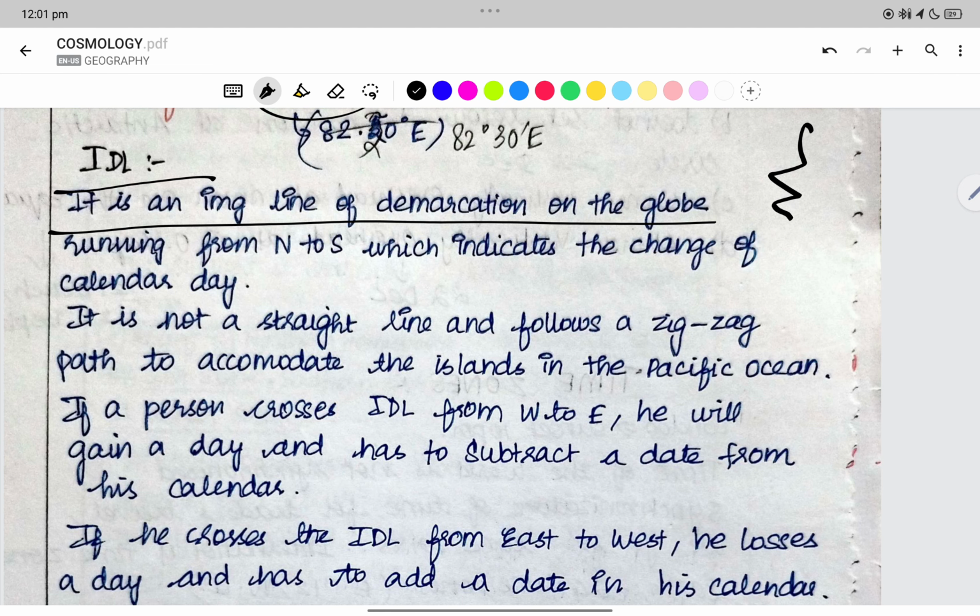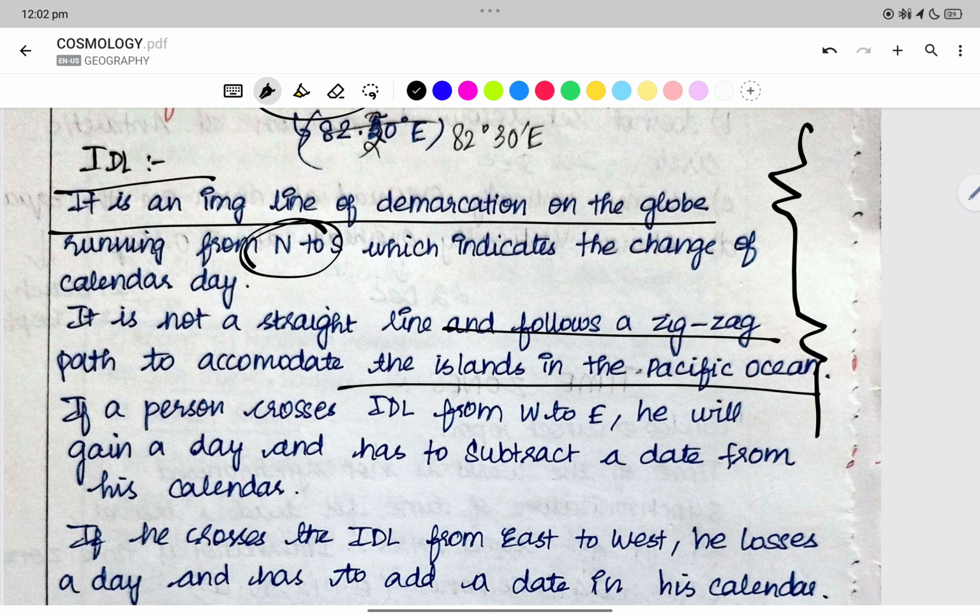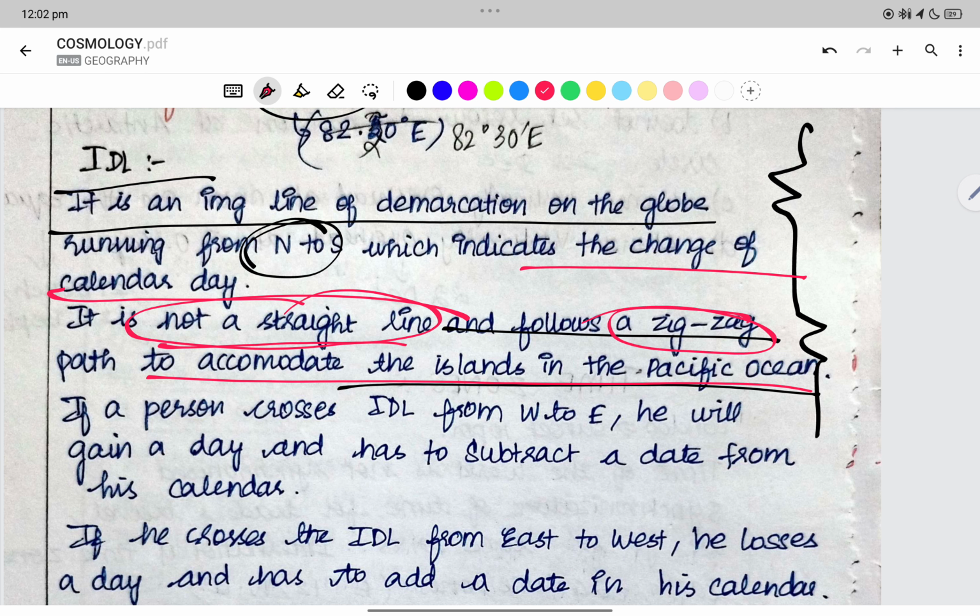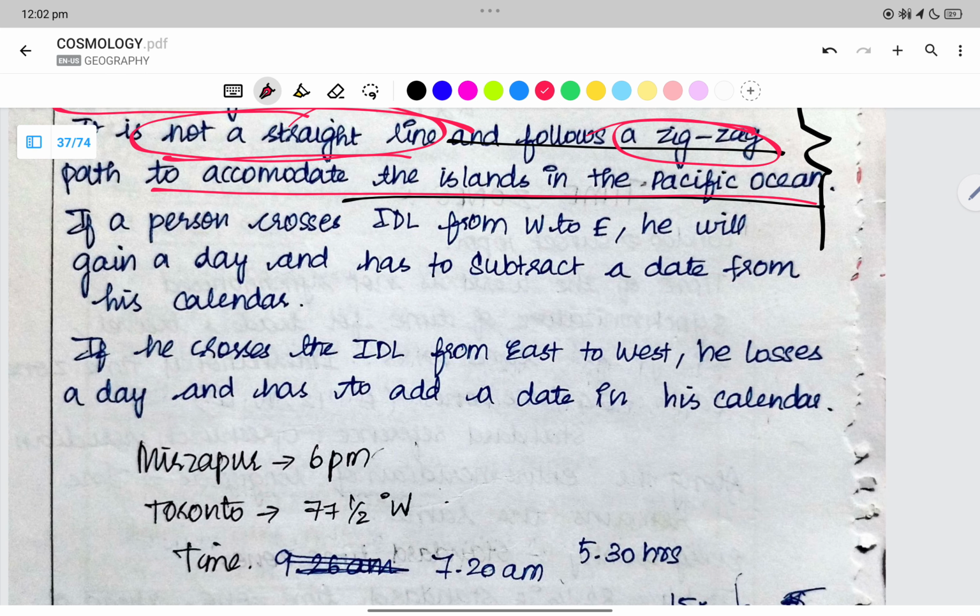International date line. For the date, you have an international date line. It is zigzag to accommodate islands in the Pacific Ocean. Time is related to date, right? Therefore, we have the international date line. The international date line is an imaginary line of demarcation on the globe, running from north to south, which indicates the change of the calendar day. It is not a straight line, as it is a zigzag to accommodate the islands in the Pacific Ocean.